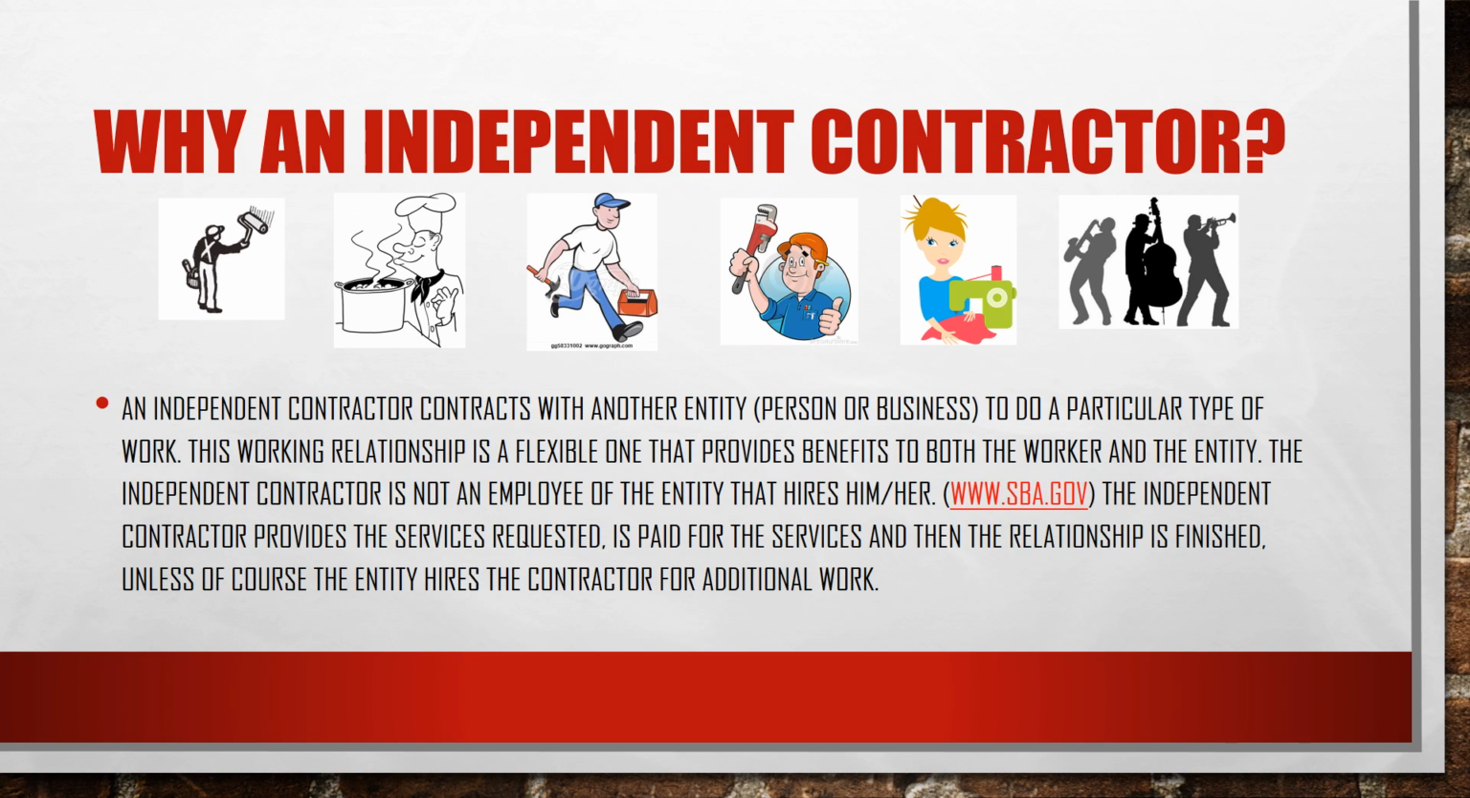Okay, so an independent contractor contracts with another entity, could be a person or a business, to do a particular type of work. This working relationship is a flexible one that provides benefits to both the worker and the entity. The independent contractor is not an employee of the entity that hires him. The independent contractor provides the services requested, is paid for the services, and then the relationship is finished.